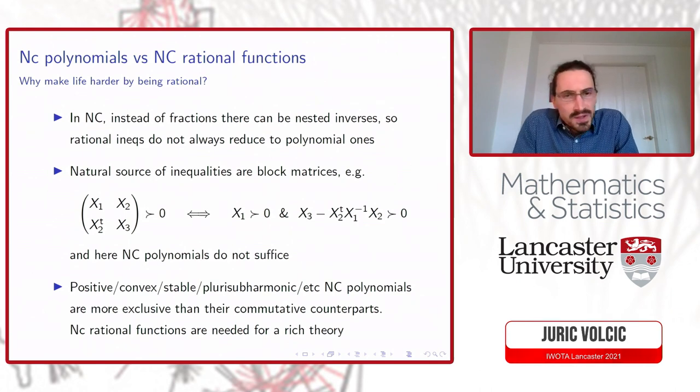And finally, something that we're going to see a little bit later is that when you start considering non-commutative polynomials that satisfy certain positivity conditions, let's say positive polynomials, or, I don't know, convex polynomials, so that would be a positivity condition on the second derivative and so on, it turns out that these non-commutative positivity conditions are rather strong. So these classes of such polynomials are a bit more exclusive than their commutative counterparts. So to get a really rich theory, you kind of want to include non-commutative rational functions.